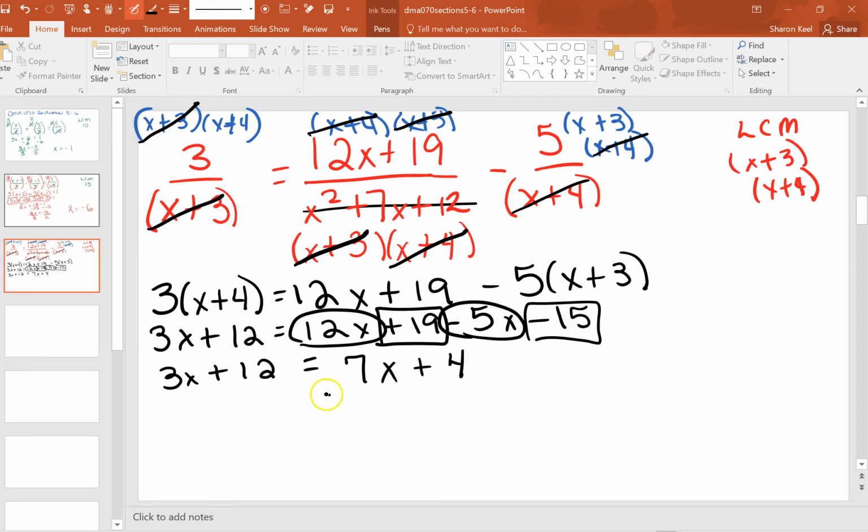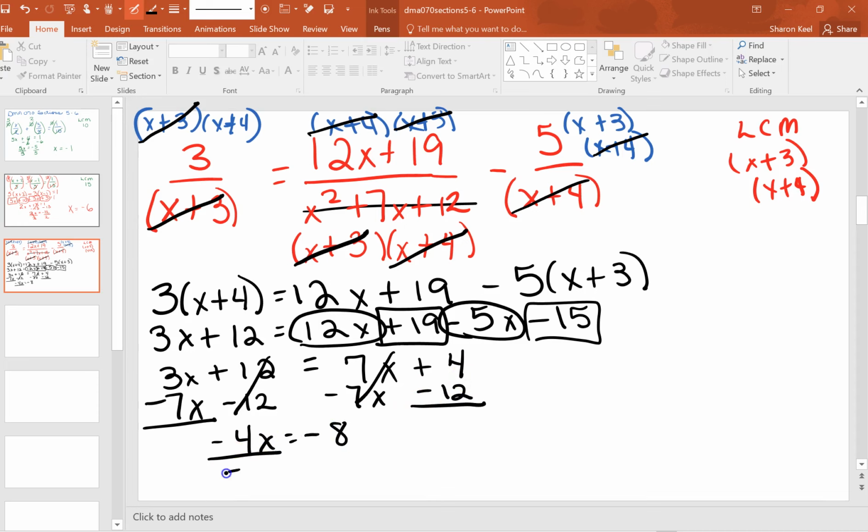As we continue, I'm going to move my 7x to the left. I'm going to move my 12 to the right. And for each of these, I do the opposite so they cancel. 3 minus 7 is negative 4x. 4 minus 12 is a negative 8. Then we divide both sides by negative 4. And x is equal to negative divided by negative is a positive 2.